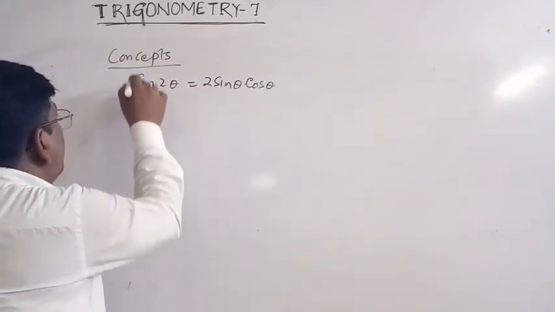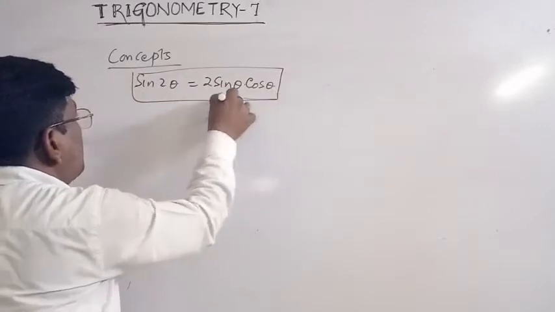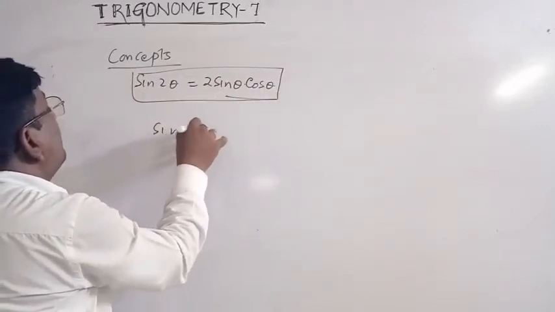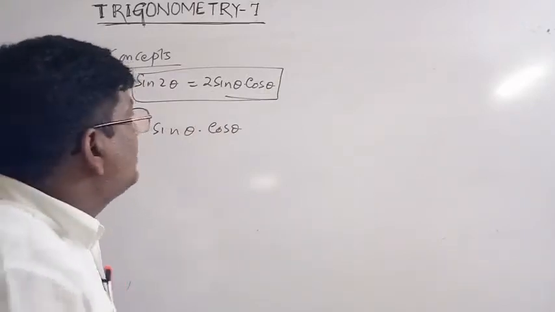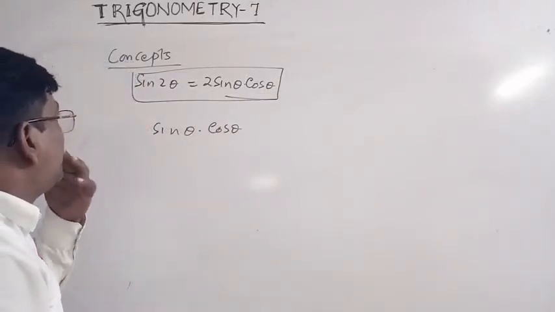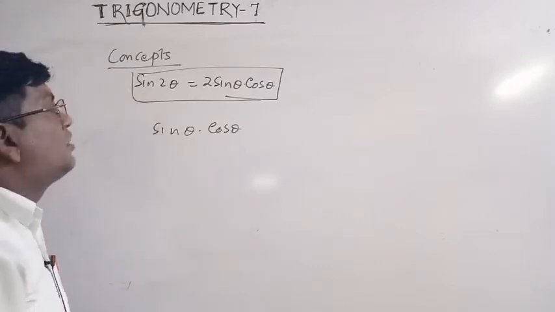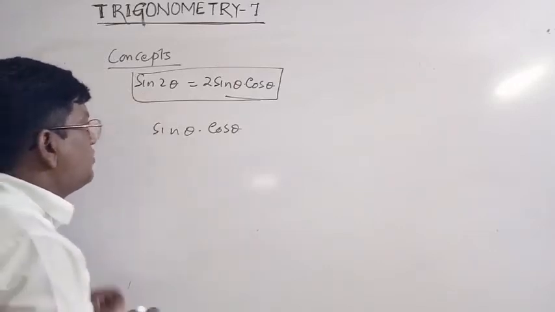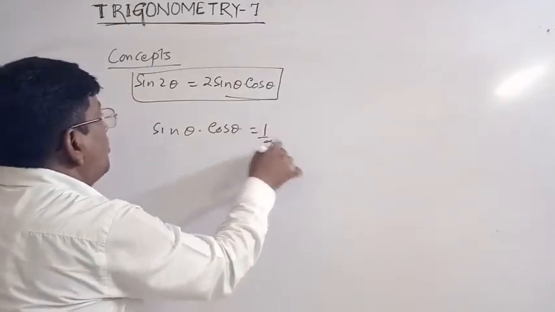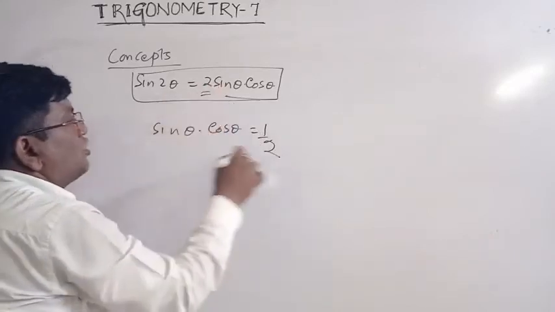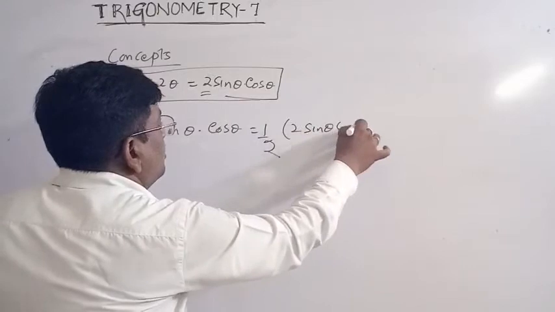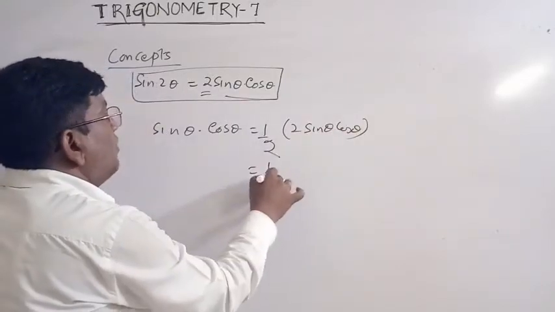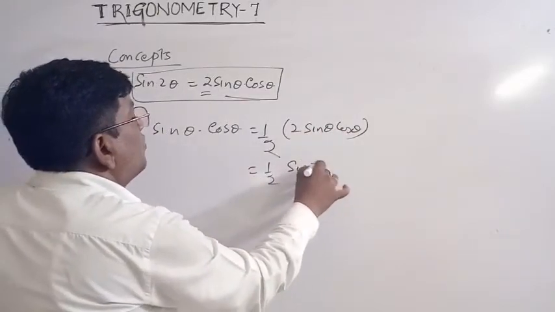Suppose you are given sin theta into cos theta, and the question is how it can be converted into sin 2 theta. So this can be 1 by 2. For the formula, 2 is required, so into 2 by 2: 2 sin theta into cos theta. So what is here? 1 by 2 sin 2 theta.